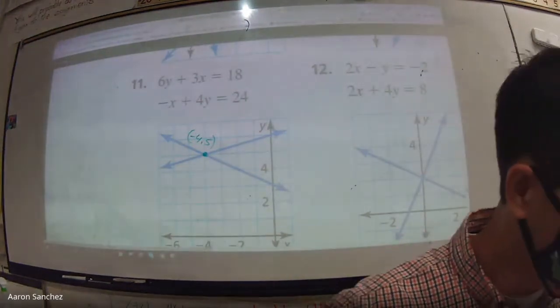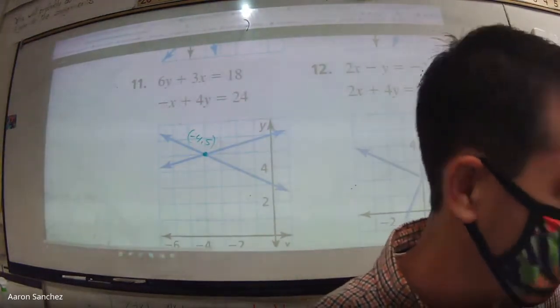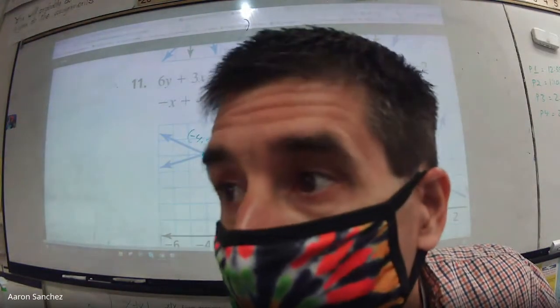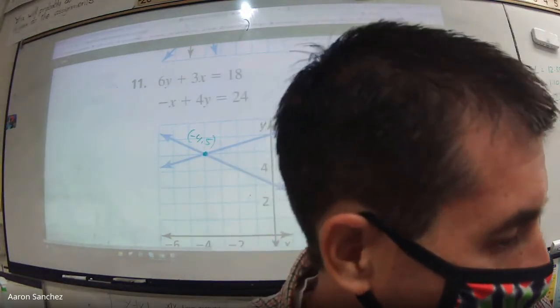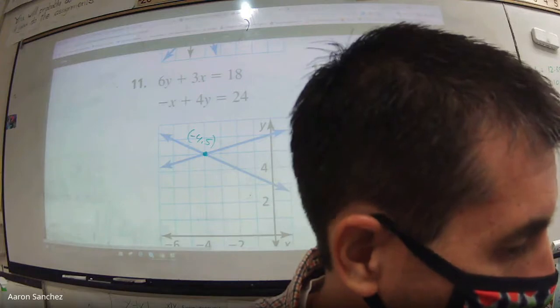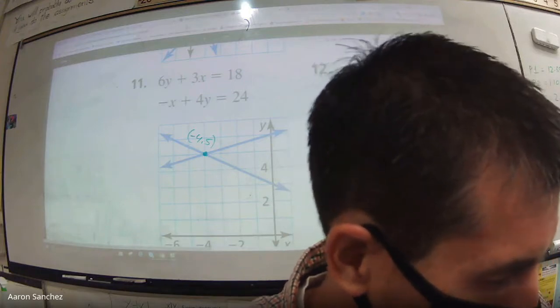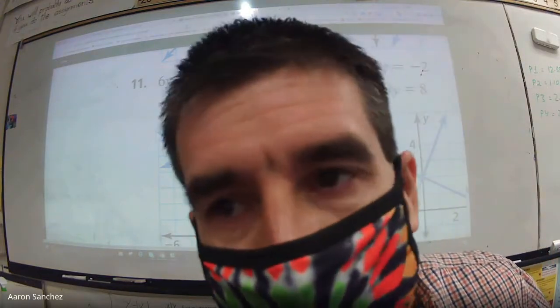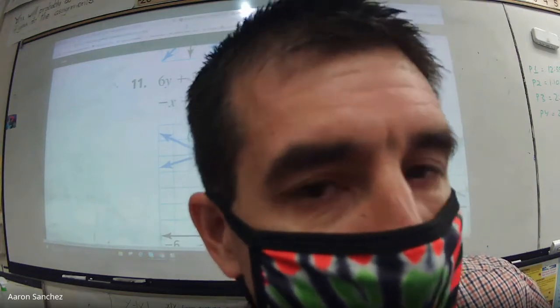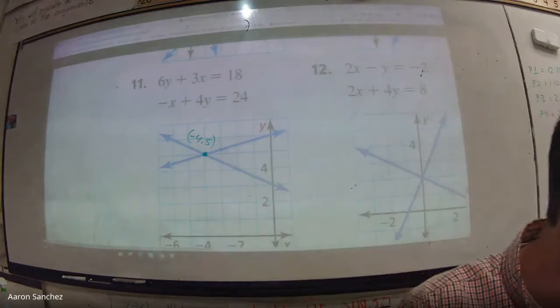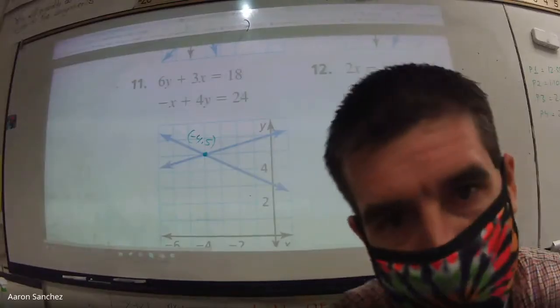Does anyone know off the top of their head? Can anyone yell it out? Let me ask it this way. What do you call 2 lines that never intersect? What do you call 2 lines that never intersect? Parallel? Parallel lines. That's right, David.